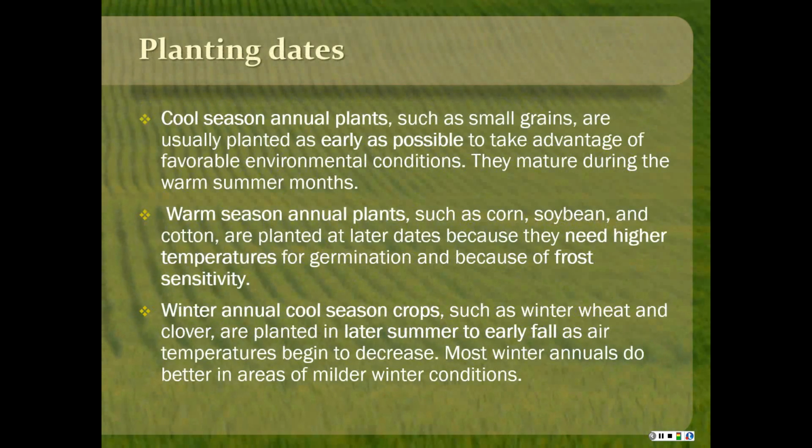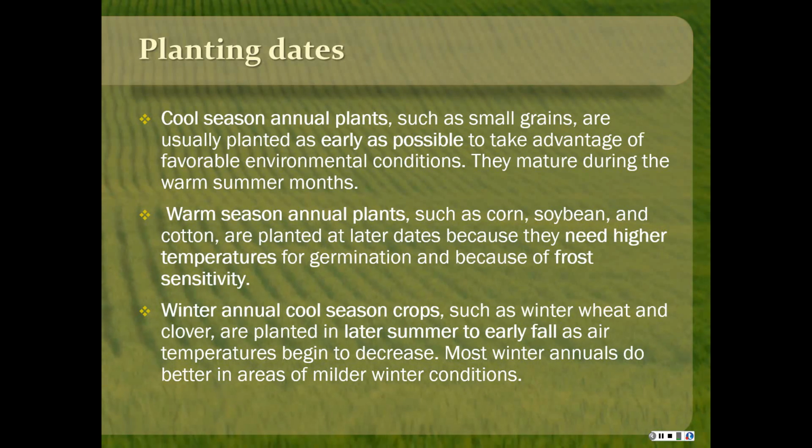And then as far as the importance of planting dates, it's going to depend on the crop, but generally cool season annuals like small grains, wheat, or things like that are usually planted as early as possible to take advantage of the favorable environmental conditions. And then they mature during the warm summer months. And then warm season plants like corn and soybean and cotton are planted later because they need higher temperatures for germination because of frost sensitivity.